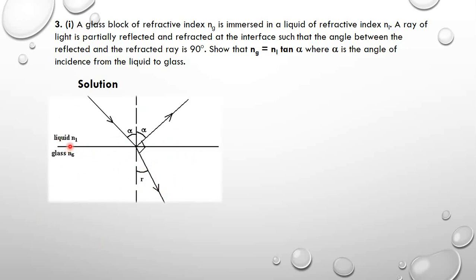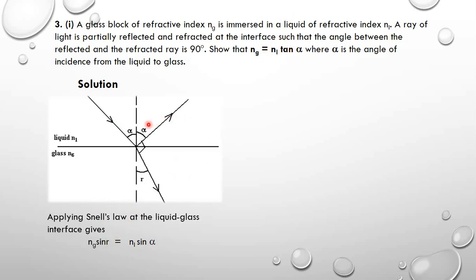applying Snell's law at the liquid-glass interface, we shall have Ng sin r is equal to NL sin alpha. That is, if we are moving from glass to the liquid, or it can be from the liquid to glass, which will be NL sin alpha is equal to Ng sin r. But we have no r here, so we need to replace for r here.